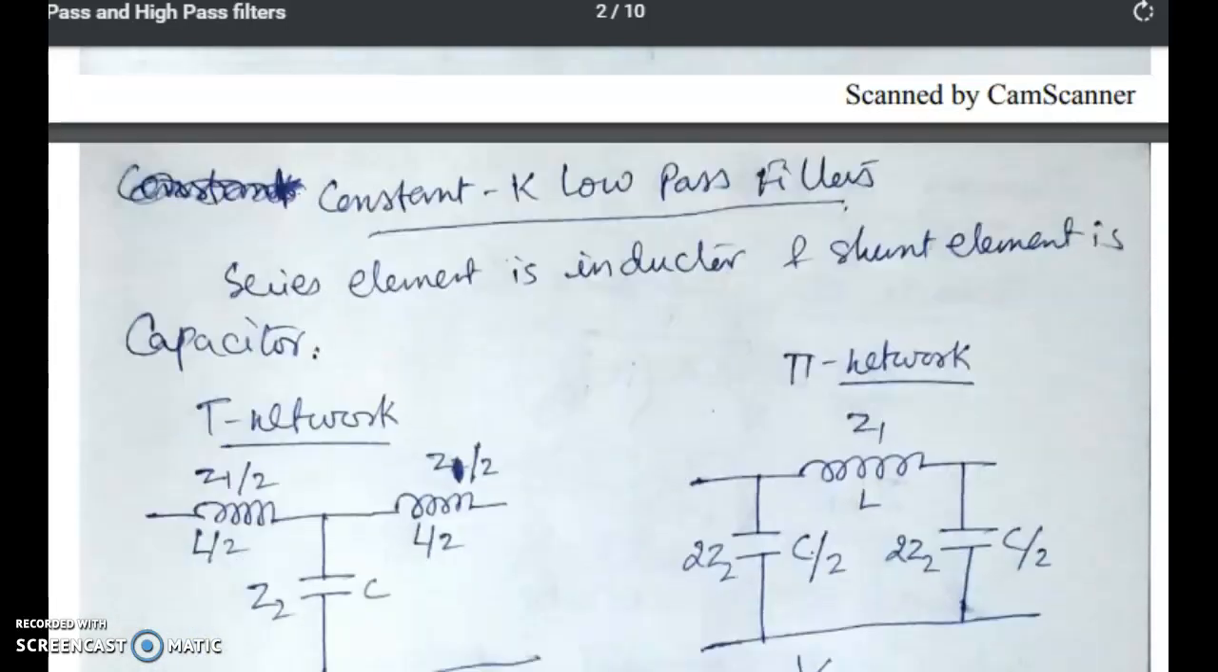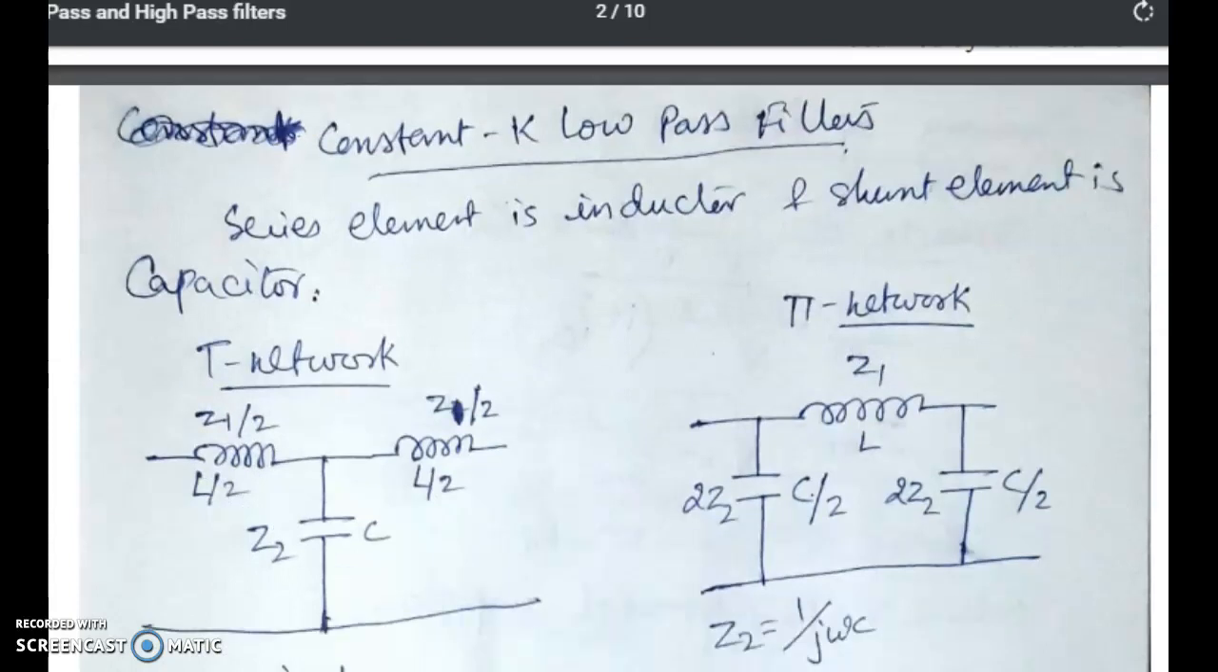Now two types of passive filters are there in your syllabus. One is constant K filter and second is M derived filter. We will start with the constant K filter. So, constant K low pass filter. In the case of low pass filter, series element is inductor and shunt element is capacitor. So when we form the T network, the series element is inductor, and because the impedance of this element is equal to Z1 by 2, this element is equal to L by 2. Similarly, the impedance of this element is equal to Z1 by 2, so the element will be equal to L by 2 and Z2 is equal to C.